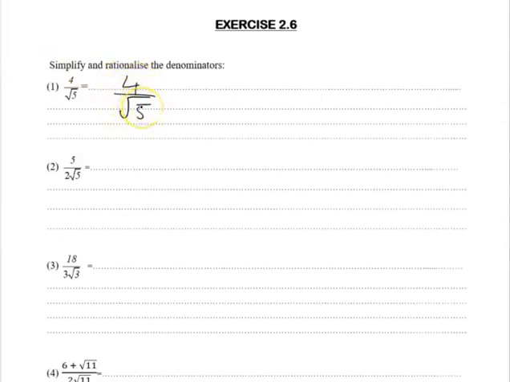Now, we know the only way to get rid of the square root here is to multiply the root 5 by itself. So we're going to multiply it by root 5. Whatever you do to one side, you do to the other side. You multiply the top by root 5, and we're going to get 4 root 5 over 5.